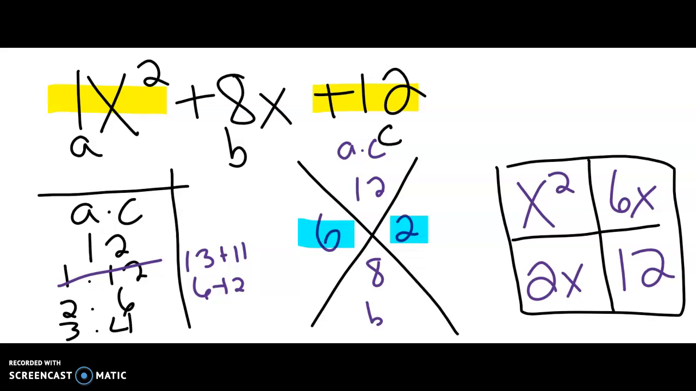Now let's find our GCFs of each row and each column. So what times what gives us x squared? Let's start there. X times x. X times x gives us x squared. Now start thinking, what number times x gives us 6x? I'm going to put that above our 6x. So x times 6 gives us 6x. And if you also look, 6x and 12, 6 is the GCF of that.